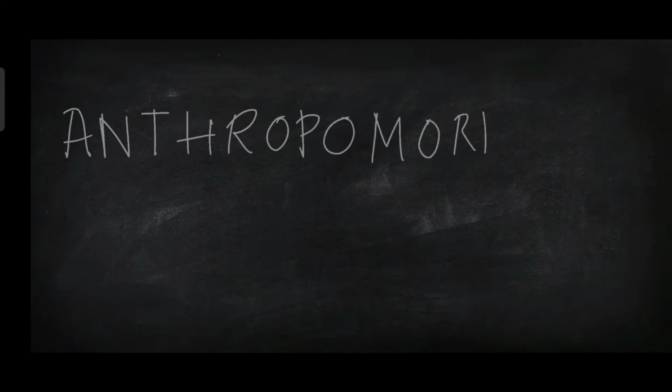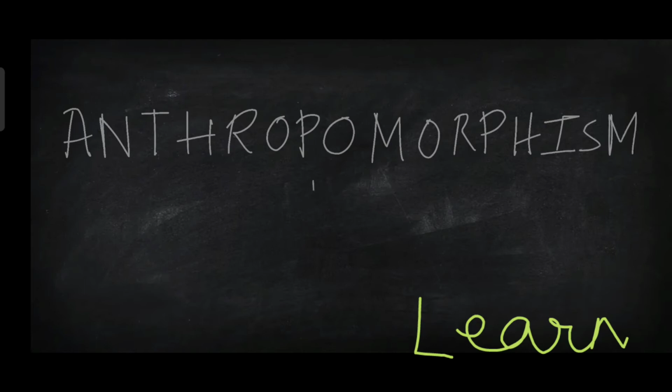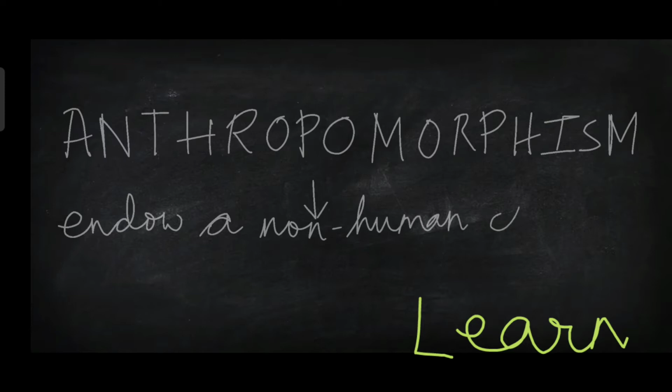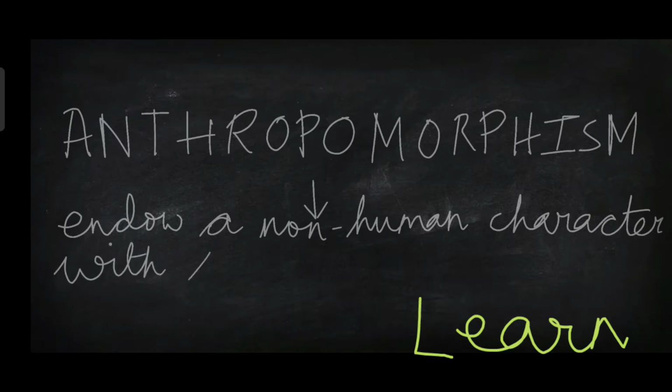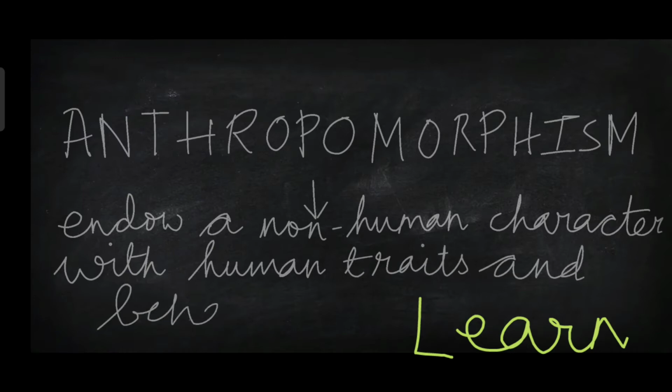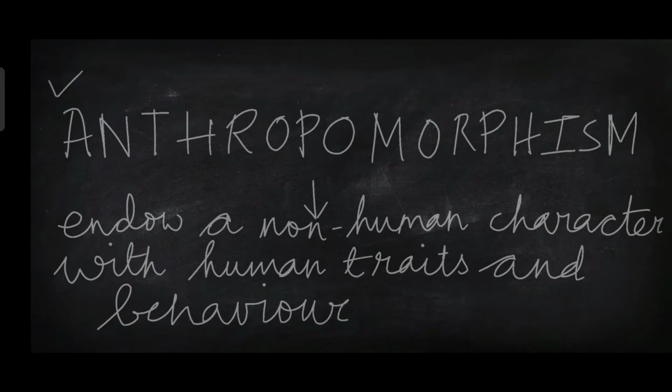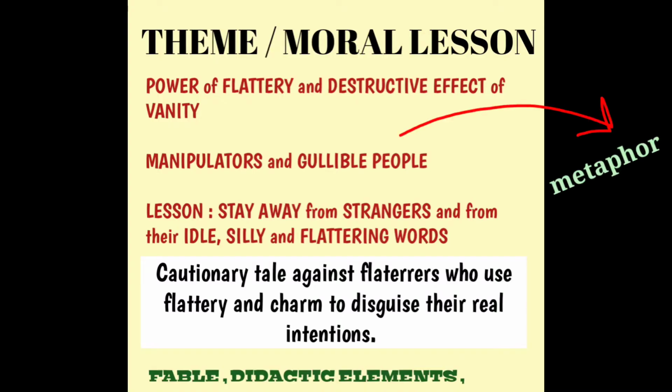Let's learn a new word related to this. Anthropomorphism. Just check the spelling. Anthropomorphism. What is this anthropomorphism? Endow a non-human character with human traits and behaviors. For example, in this poem, the spider and the fly both act and behave like human beings, and they act as metaphors for certain types of people who exist in society.